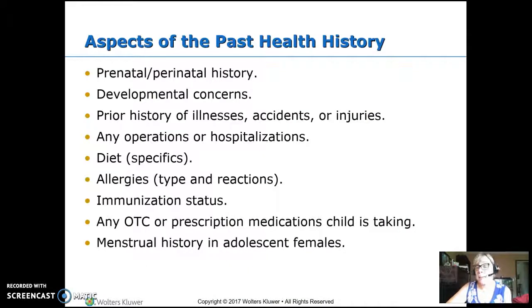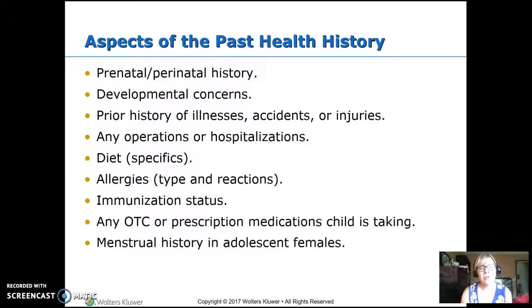So when you get that health history, we want to ask about their prenatal experience. So ask the family, were there any issues during pregnancy or during birth? It's surprising the things that people don't connect together. They don't realize that something that happened at birth could have effects now. Ask if there's been any developmental concerns. We want to know about prior illnesses, accidents, and injuries, any hospitalizations or operations.